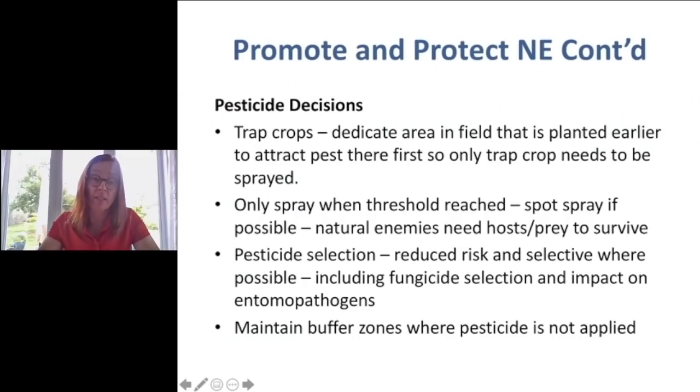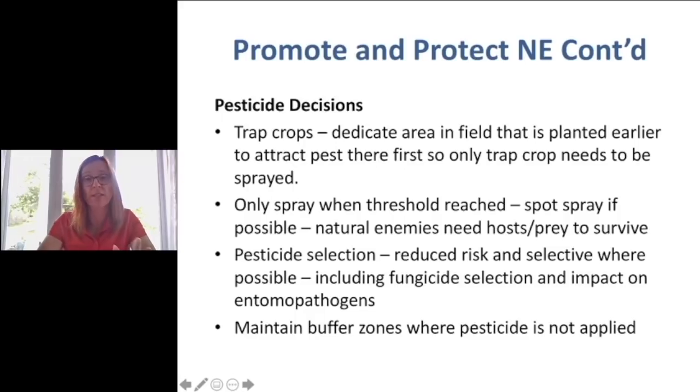And some of the decisions that we have to make for pesticides. Maybe we move towards having trap crops where we plant the crop a little earlier than the rest of the field, a few small areas of the field that may attract the pests there first, and we focus our spray there. Or we, of course, only spray when threshold has been reached, and we make a selection based on reduced risk, including fungicides in some cases. And then, of course, also maintaining buffer zones to keep those natural enemy habitats safe from the pesticides.